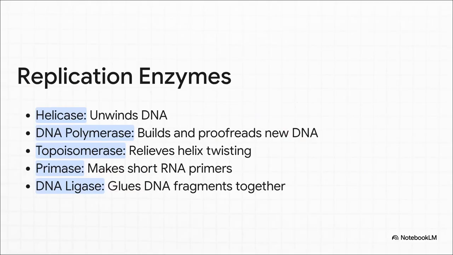To pull off this high-speed copy job, bacteria have a whole toolkit of specialized enzymes. Think of them as a construction crew. You've got helicase, the demolition expert that unzips the DNA. Then there's DNA polymerase, the master builder that lays down the new strand and even proofreads its own work. Primase gets the site prepped. Topoisomerase keeps the whole thing from getting tangled up. And finally, DNA ligase comes in like a finisher to glue all the pieces together seamlessly.